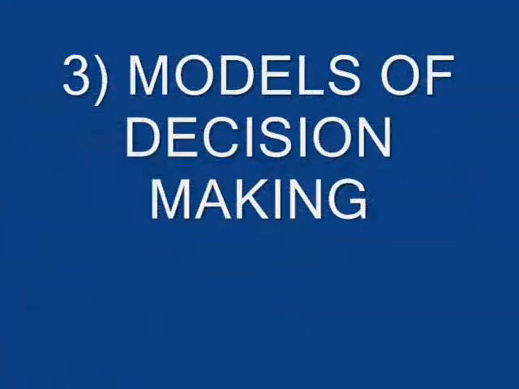Now Idil is going to talk about the models of decision making. Hi, I'm Idil. I'm going to tell you the 3 types of model. These are the classical model, administrative model, and political model. The first one is the classical model, which is based on optimal decisions. This type of model is normative, and decision makers are more rational and logical.